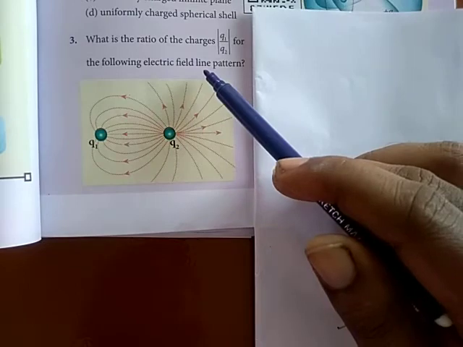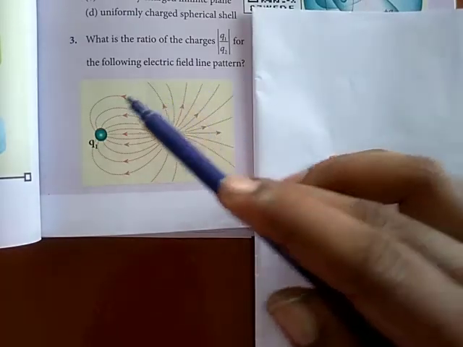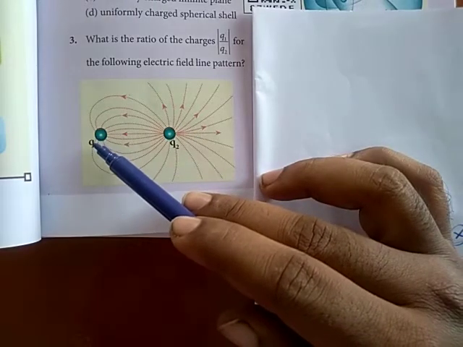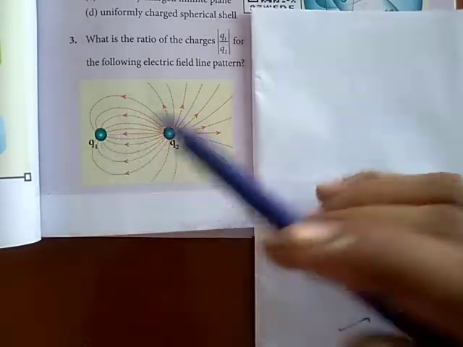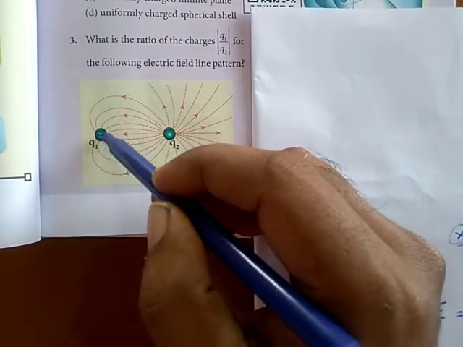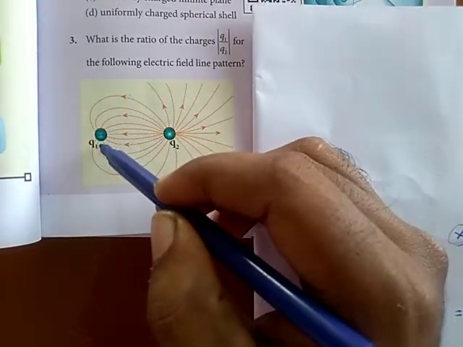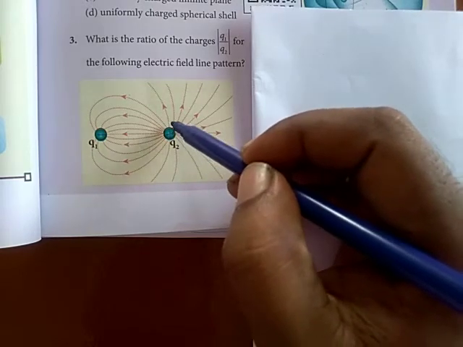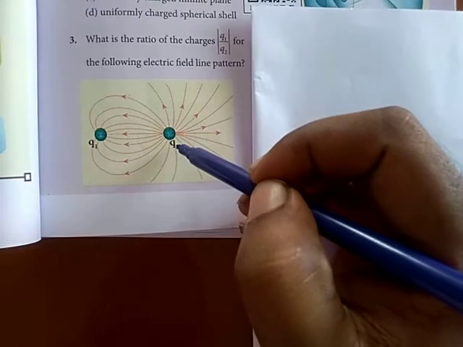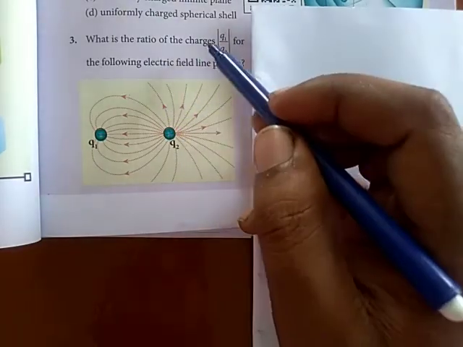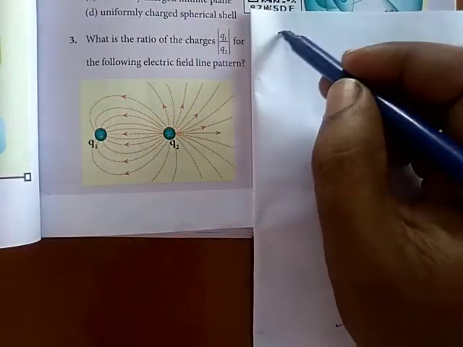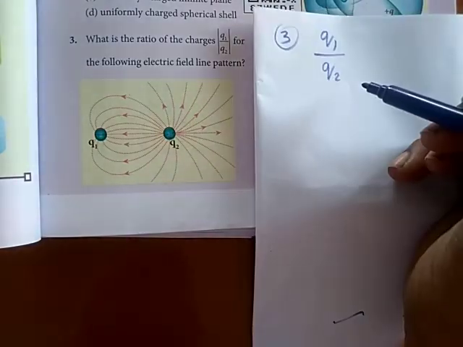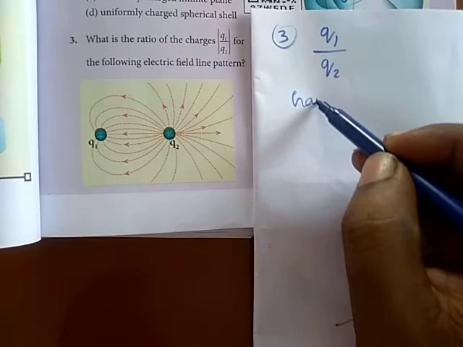following electric field line pattern? Okay, here they are given two charges. Here I think Q1 is which charge? It is a negative charge. That's why electric field lines are going into the charge. Here Q2 is a positive charge. That's why electric field lines are going away from the charge. Okay, here they are asking the ratio of Q1 by Q2. Okay, we know Gauss law.